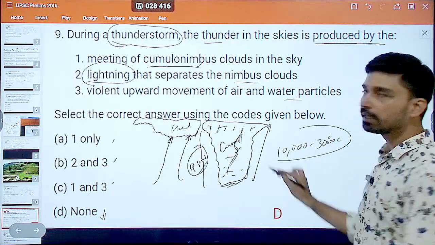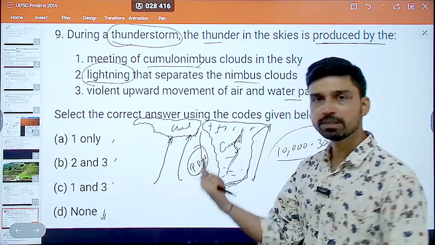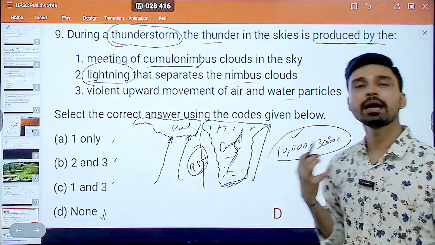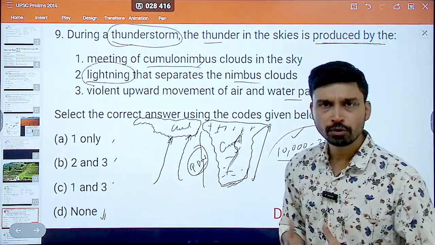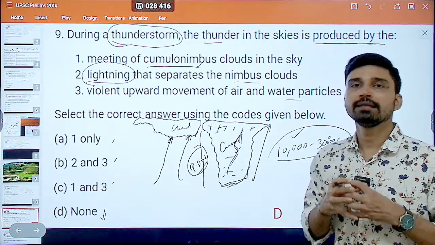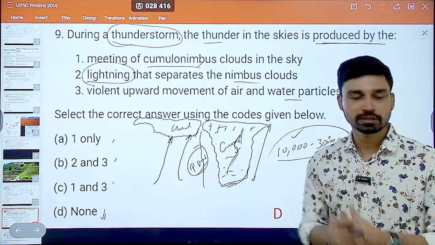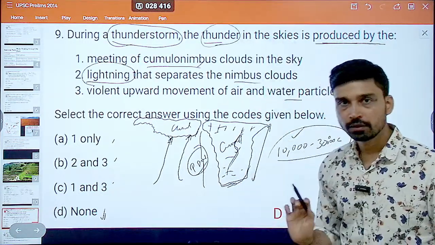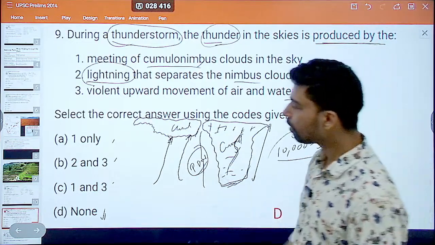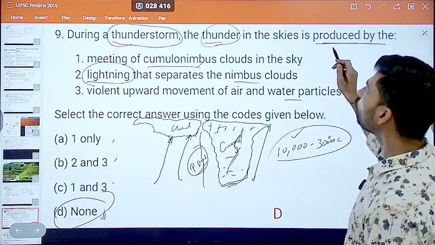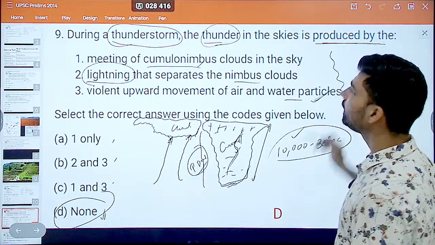So the sudden heating of the air around the area where the lightning strike has happened causes a sudden rapid expansion of the air molecules, because due to high temperature, air suddenly expands after getting the heat, and this sudden expansion that happens in the cloud is what we hear in the form of thunder. That is why the correct option here is D, that is none. None of these are responsible for creating thunder.